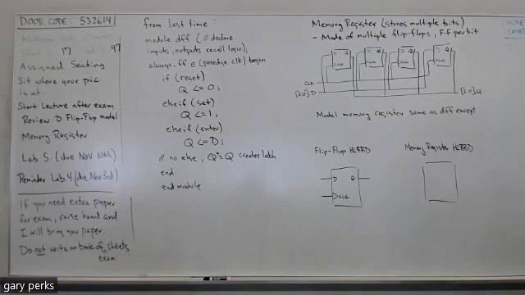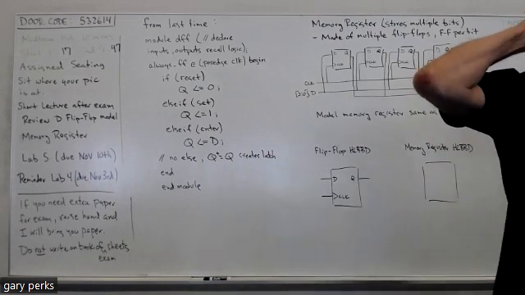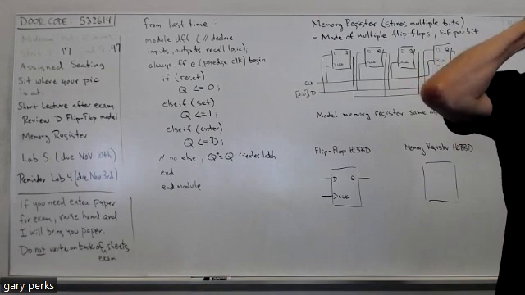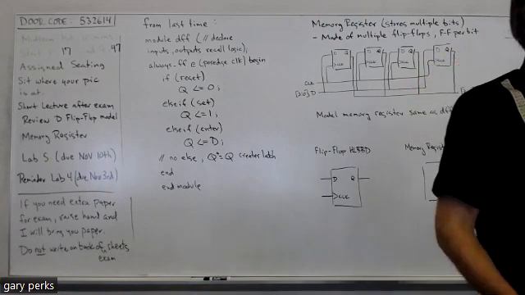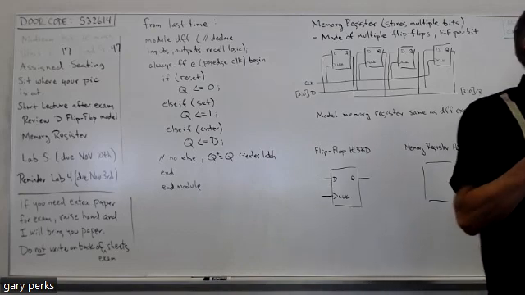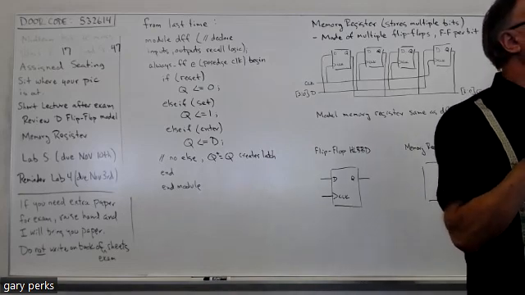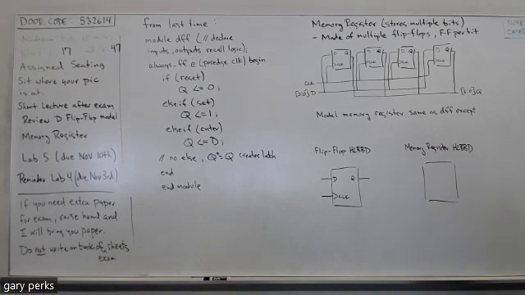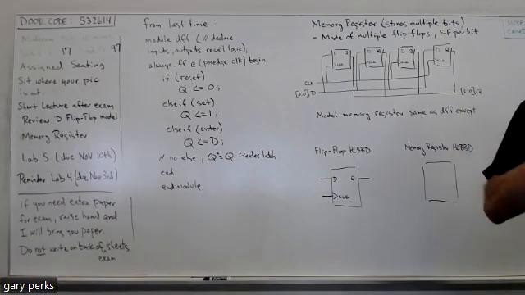So it's going to be a relatively short lecture. I just want to talk about what a memory register is. And you need to know what a memory register is and how to model one for Lab 5. Because I think I mentioned last week that Lab 5 is basically Lab 4 with memory. So once you have your Lab 4 working, Lab 5 is just adding memory to it.